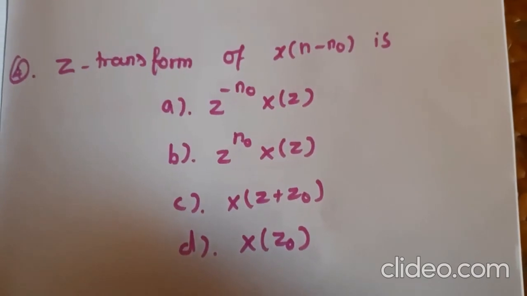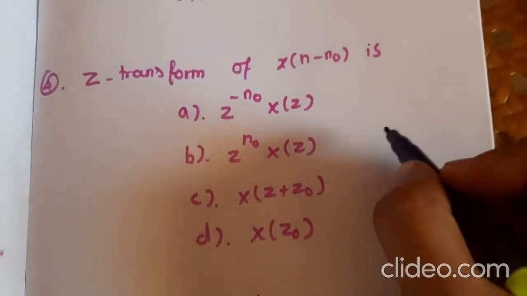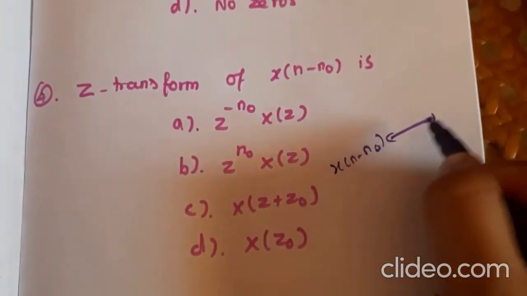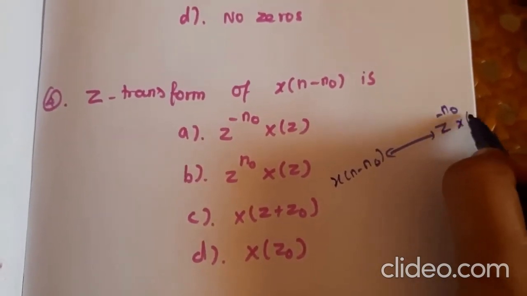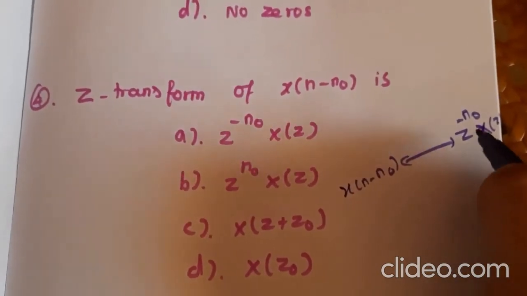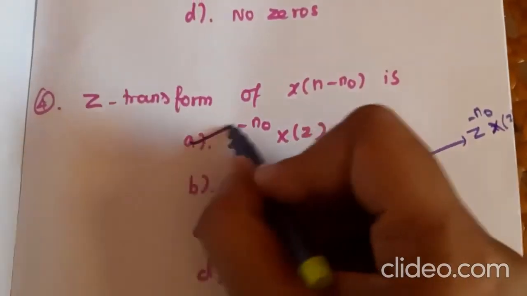Next question, the Z transform of x of n minus n naught is, and using the time shifting property, x of n minus n naught is equal to z power minus n naught into x of z. So this is known as the time shifting property. So using that property, we can find the answer for this question is A.